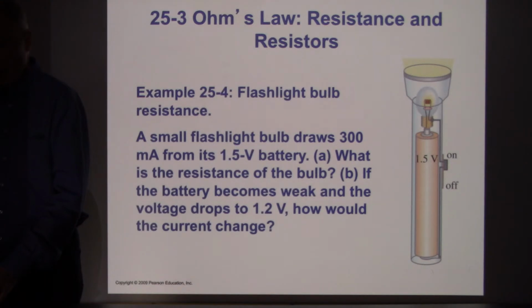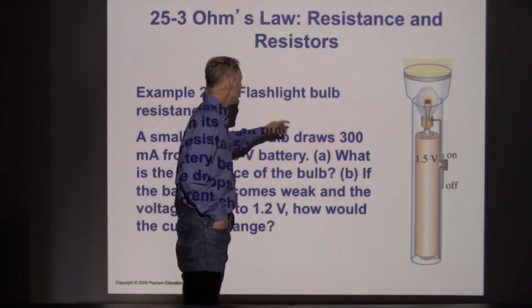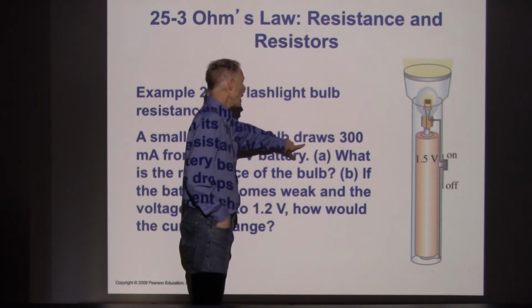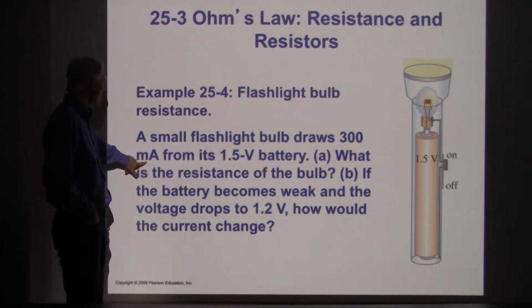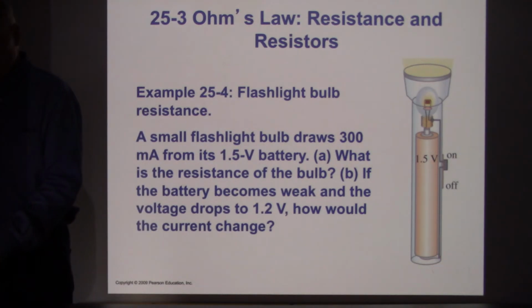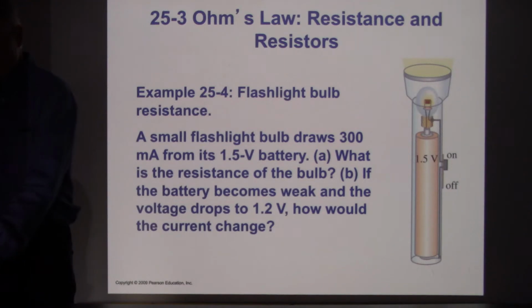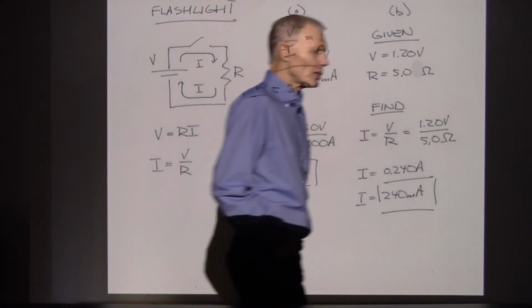So here's a flashlight. And it says that we have a 1.5 volt battery, and the flashlight uses, now this is other vocabulary that gets used, it says that it's drawing 300 milliamps, so those are 300 thousandths of an amp from the 1.5 volt battery. So what's the resistance of the bulb? And I think we should calculate the power too. So let's go in and do a couple of calculations here.